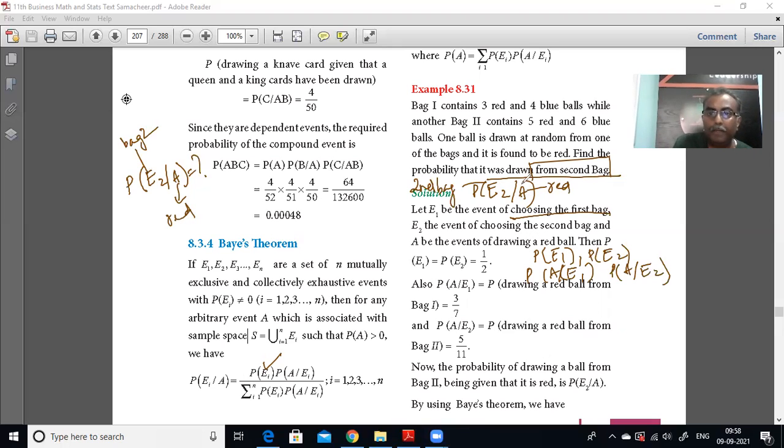Always the event under the bar is done first. It has already happened. The event above the bar is conditional on that event already having happened. So it is going to be from the second bag, given it has already pulled a red ball. What is the probability? That's what you have to find. So you have to find P of E2 given A. The probability of drawing a ball from bag 2 given that it is red is P of E2 given A. Now, let us apply the formula of Bayes theorem.